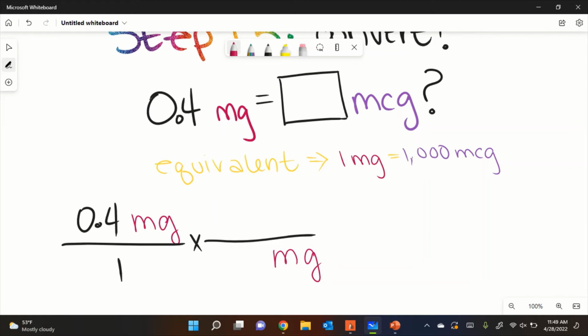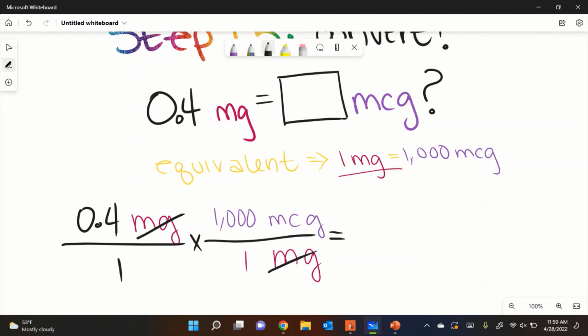We only have in our equivalent one phrase that involves milligrams, and so we're going to put 1 milligram there on the bottom. And that leaves us with 1,000 micrograms to go on top. Now we can ask ourselves, if we were to do this math, we would be left with micrograms as our final unit. And that is in fact what we're looking for. So we know that we don't need to add any more fractions to multiply. We can just write in our equal sign and begin canceling units.